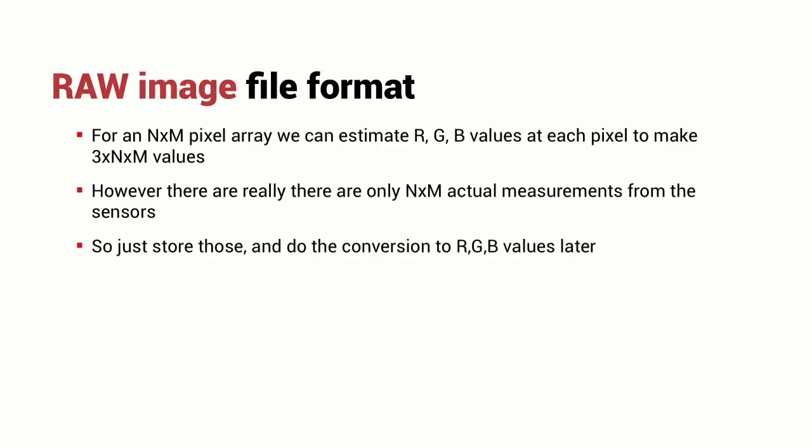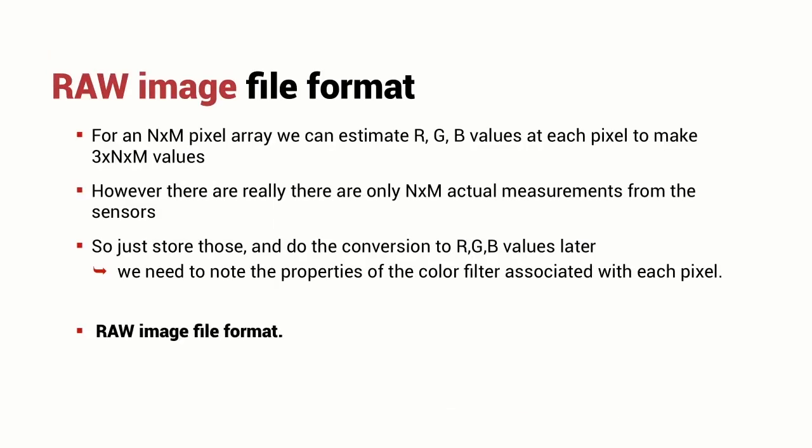If our sensor is an n by m pixel array, then we can estimate the red, green, and blue values at every pixel. That means then we have a total of 3 by n by m values returned from this artificial retina. But in reality, there are only n by m actual measurements being made. There are only that many individual photosensors. The rest of the values have been estimated.